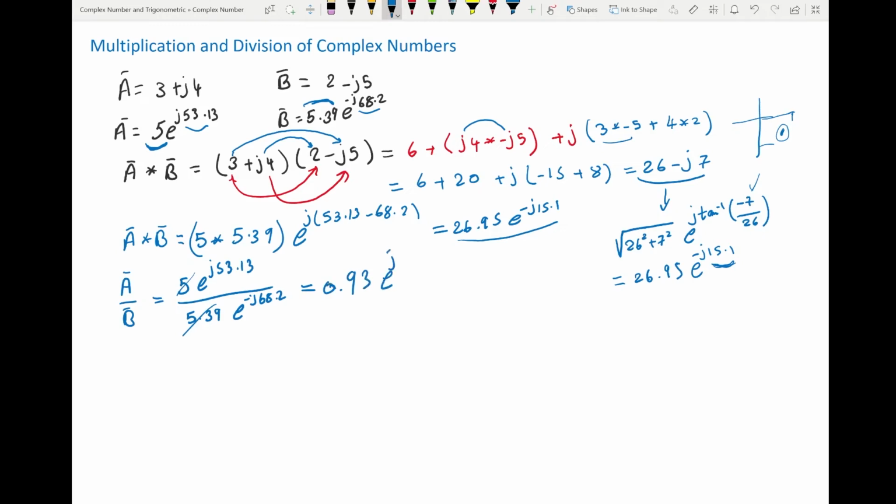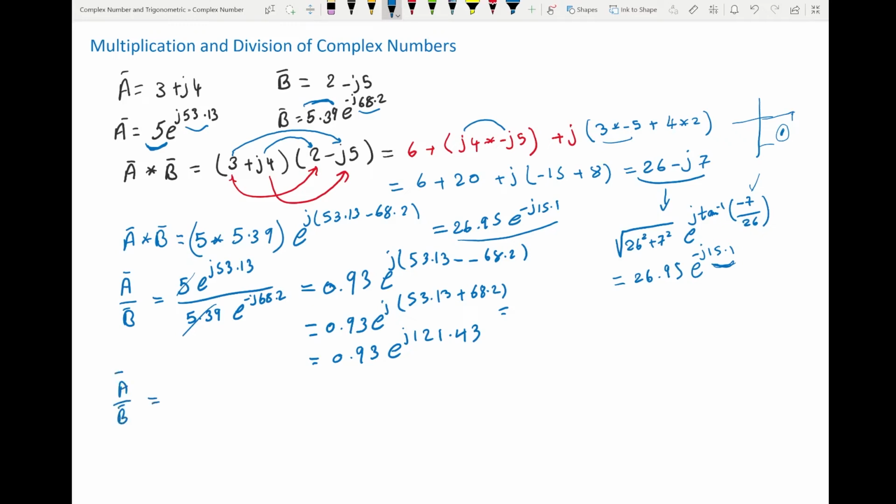And the phase will be the phase or the angle of the numerator, 53.13, minus the angle of the denominator. And the angle of the denominator is -68.2. So the result is 0.93 e^(j), 53.13 minus times minus is plus. So this is 0.93 e^(j121.43). Now, if I carry out division in the rectangular form, it will involve more steps.